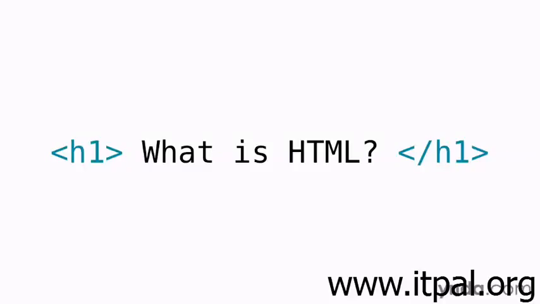HTML is the lingua franca of the web. That is, it's the language that makes it possible for various computers to communicate with each other. These computers may be on different networks, in different countries, different platforms, different operating systems, desktops, mobiles, tablets, etc. HTML is the common tongue. It's what makes all of this possible.